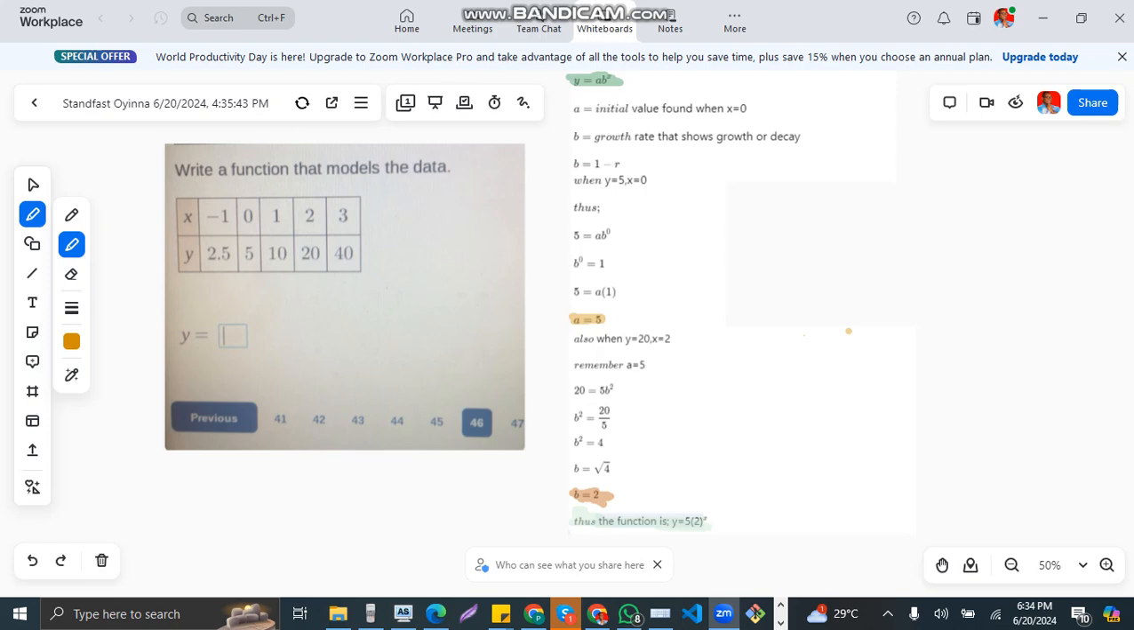Now, for this particular question, if you go back to the table, when you have y as 5, which I've highlighted, if you go up, you see that x is 0. So remember I told you that you will find a when x is equal to 0.